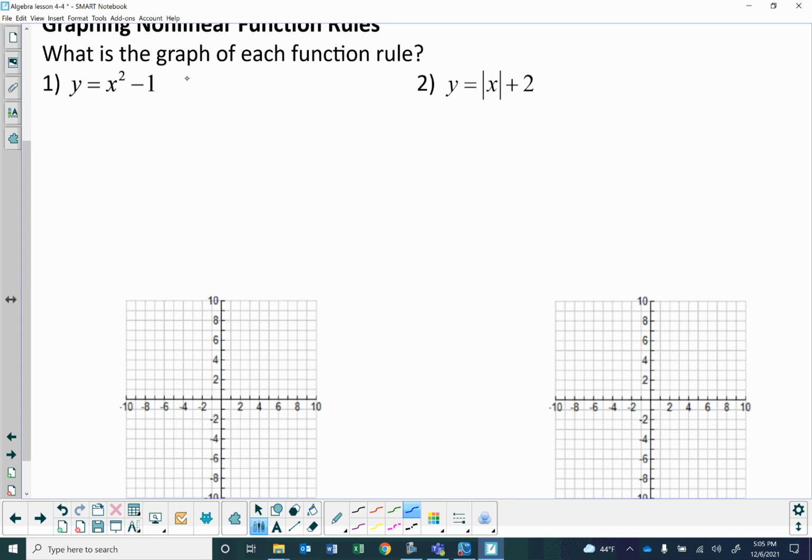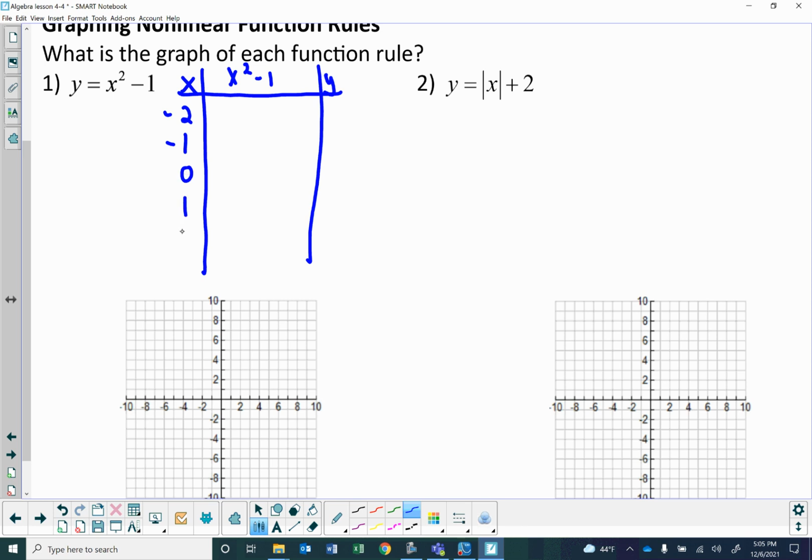All right, so let's do x and y, and we have x squared minus 1. I'm going to use my famous -2, -1, 0, 1, and 2. That's probably enough spots for me to be able to graph this. So I'm going to have -2. Notice how we square that. It has to be in parentheses squared, which means it's going to be a positive 4. 4 minus 1 is 3.